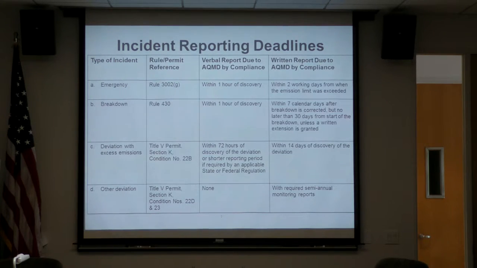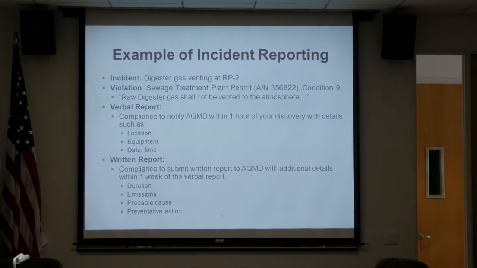And for other deviations that do not involve excess emissions, these are for Title V facilities. No verbal report is required, but we do have to report that in the semi-annual monitoring report. So a good example of an incident report would be digester gas venting at RP2. This would be a violation of the sewage treatment plant permit, in which condition number 9 requires raw digester gas shall not be vented to the atmosphere.